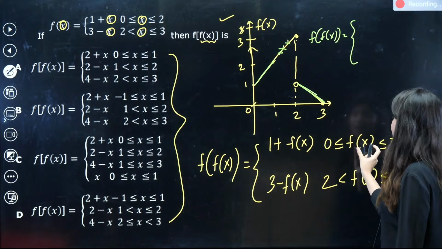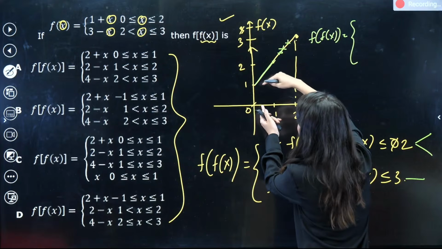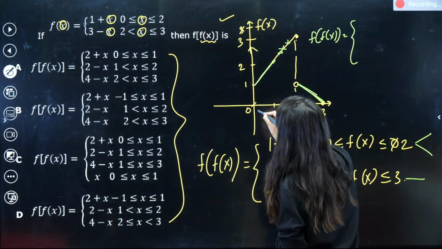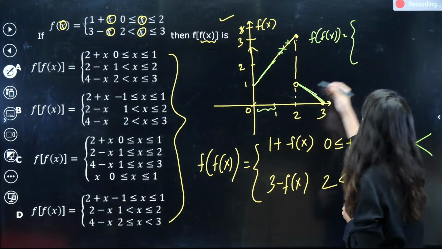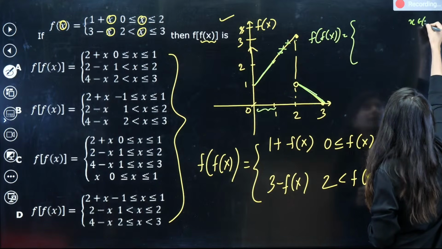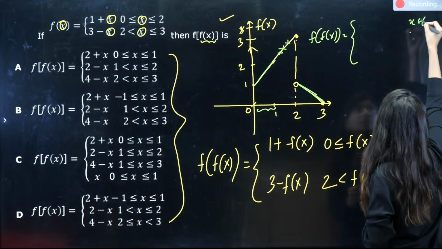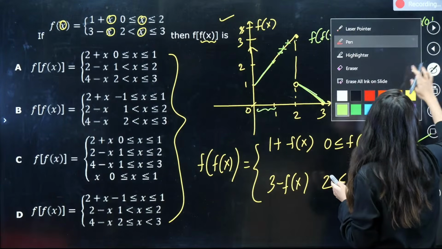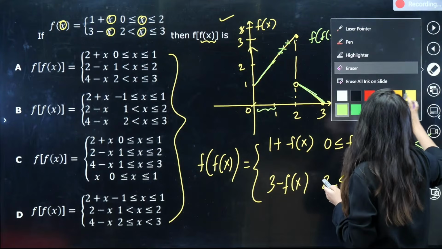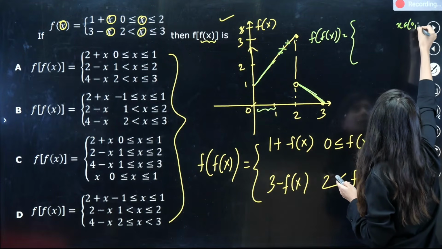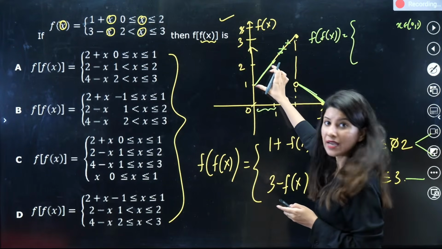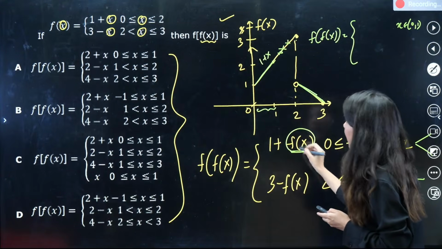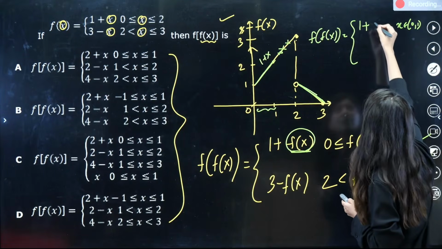When my f(x) is from 0 to 2, basically this branch I am talking about, 0 to 2 means this graph. So my x is from 0 to 1. Can you see my x? x belongs to 0 to 1. Let me just delete this. x belongs to 0 to 1. And when my x belongs to 0 to 1, I am referring to this graph. What is this graph? This is 1 plus x. So this f(x) will be replaced by 1 plus x. So 1 plus f(x) will be 1 plus x.